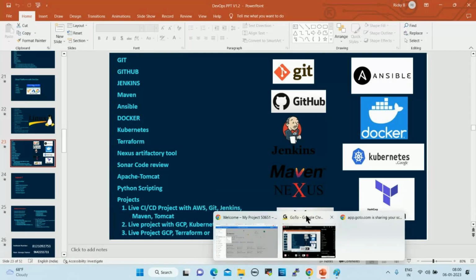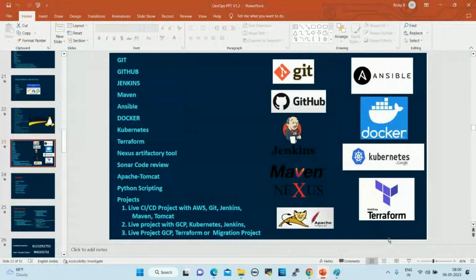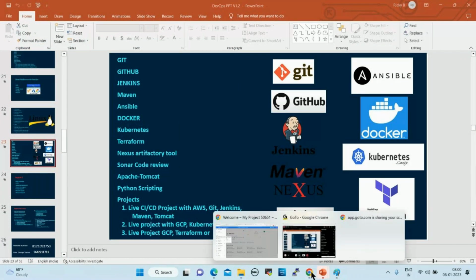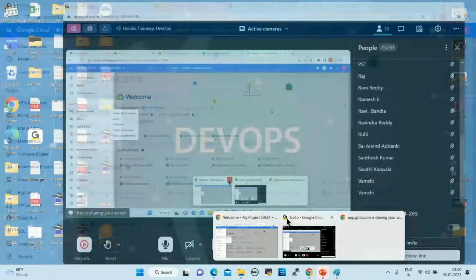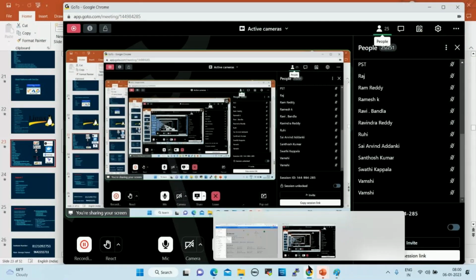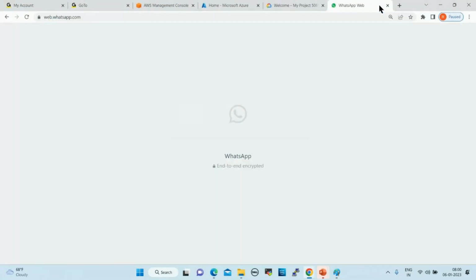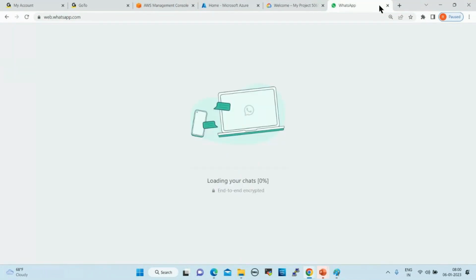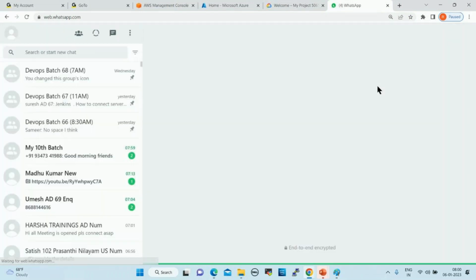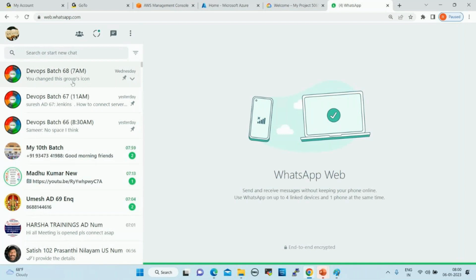Tomorrow, Monday onwards, the link will be changed. The WhatsApp group is already created for our 68 batch, and people are already added. If you are interested, you can pay the fee today and be added to the WhatsApp group. We'll share all the documents and meeting links there. These are the previous batches: 66, 67, 11 a.m., and 66, 8:30 a.m.